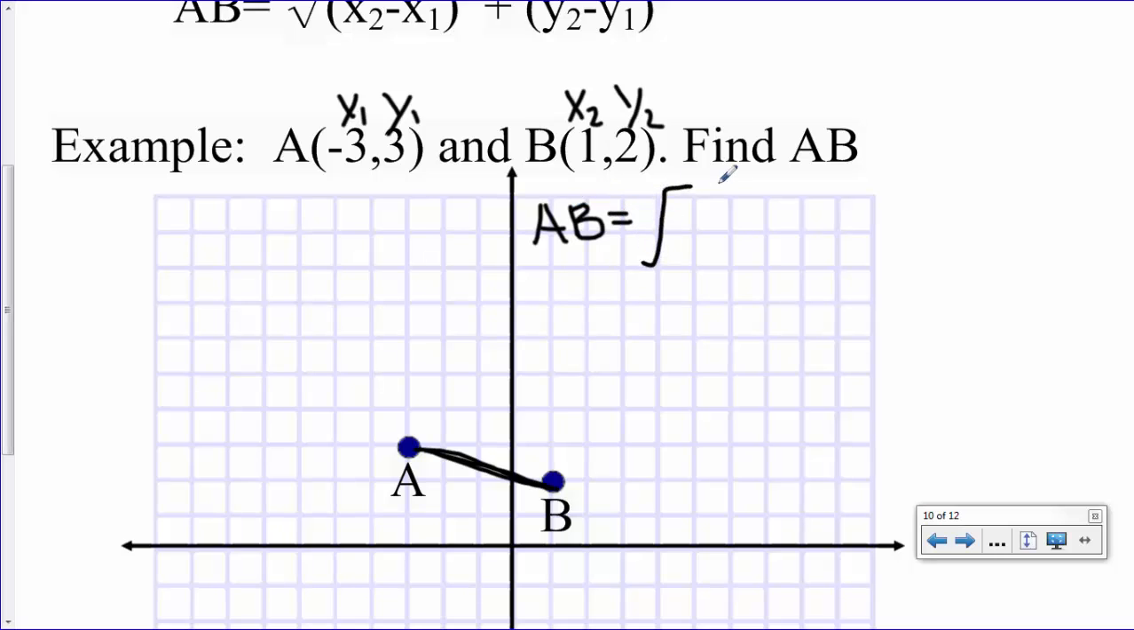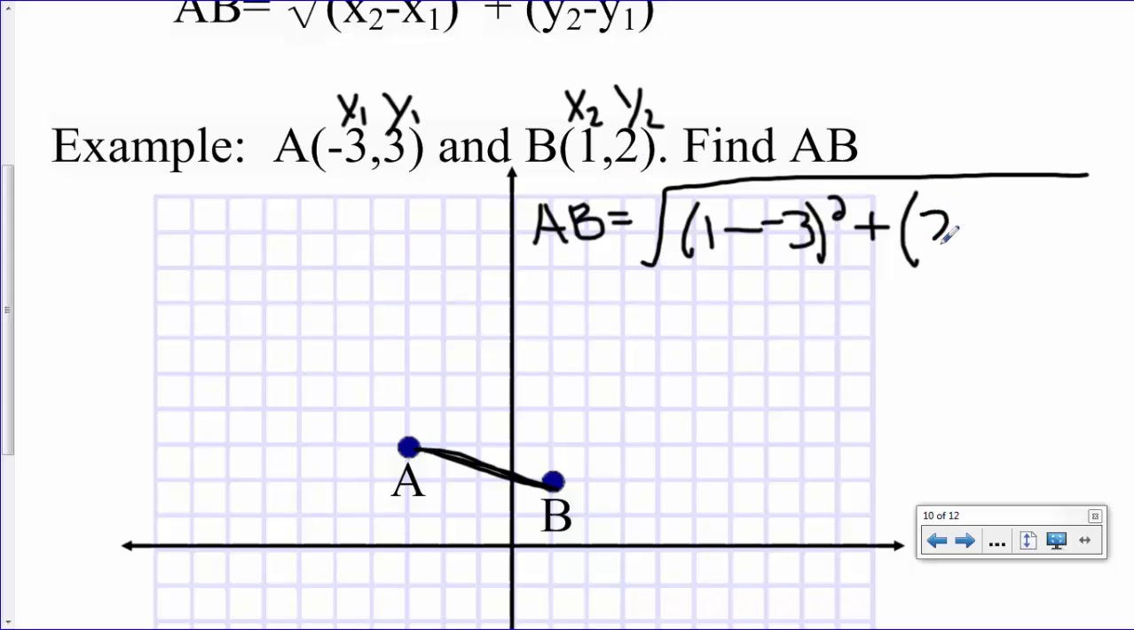We're going to simply plug the numbers where they go into the distance formula. Take the second x, which is 1, minus the first x, which is -3. We're going to square that, plus, take the second y, which is 2, minus the first y, which is 3, and square that.